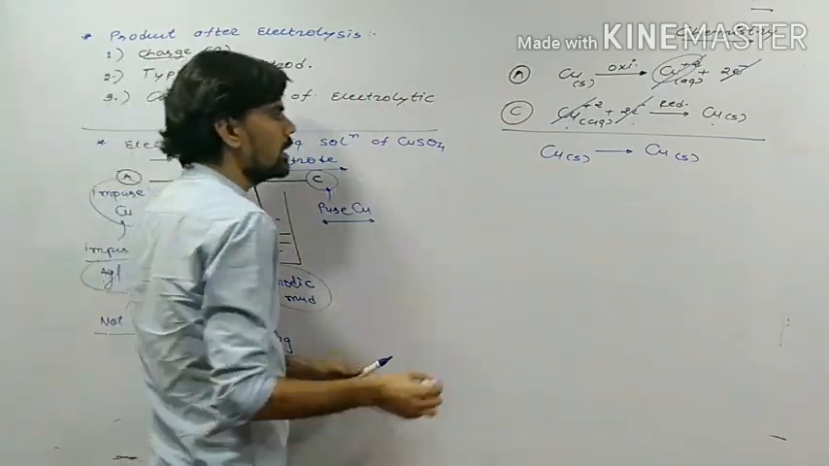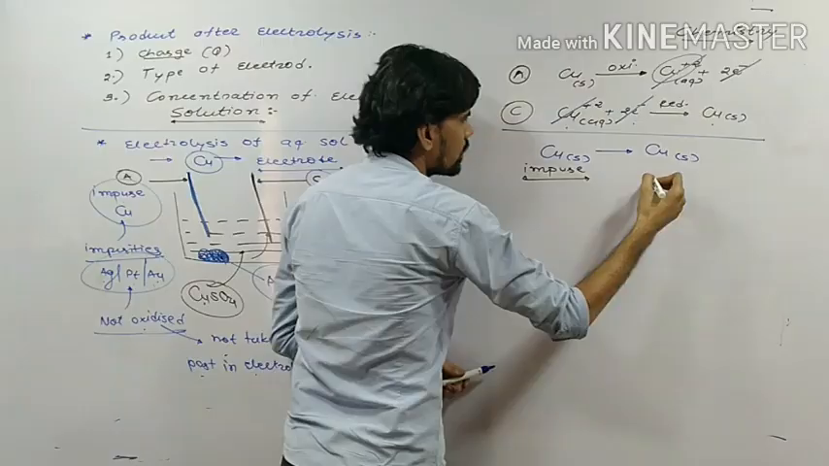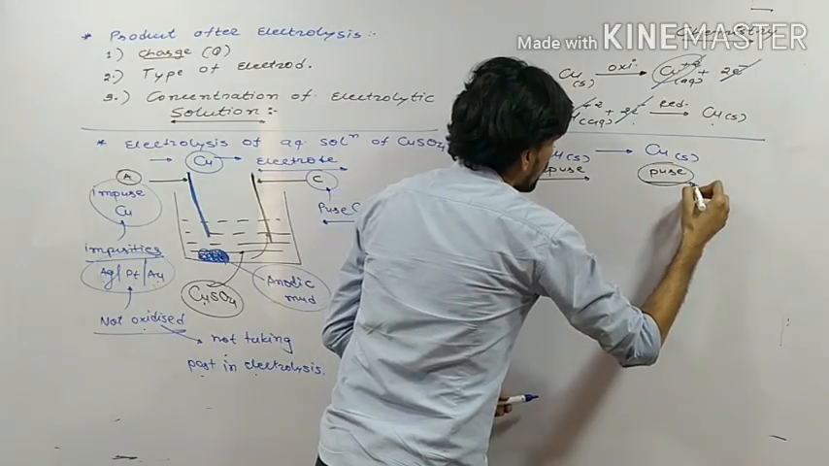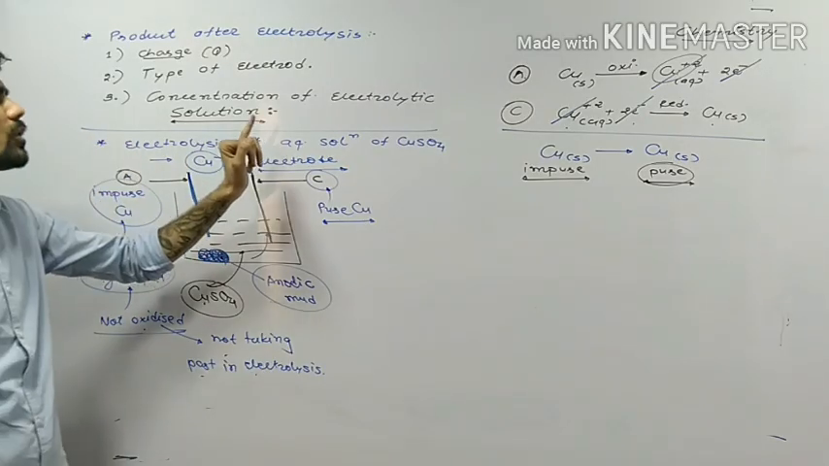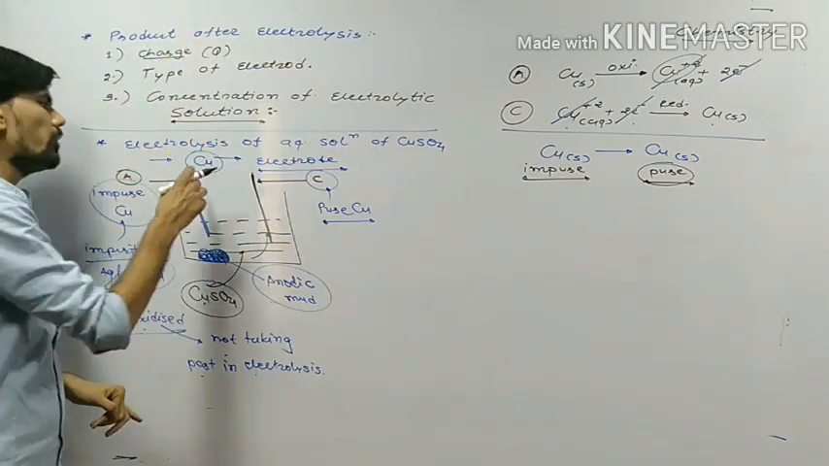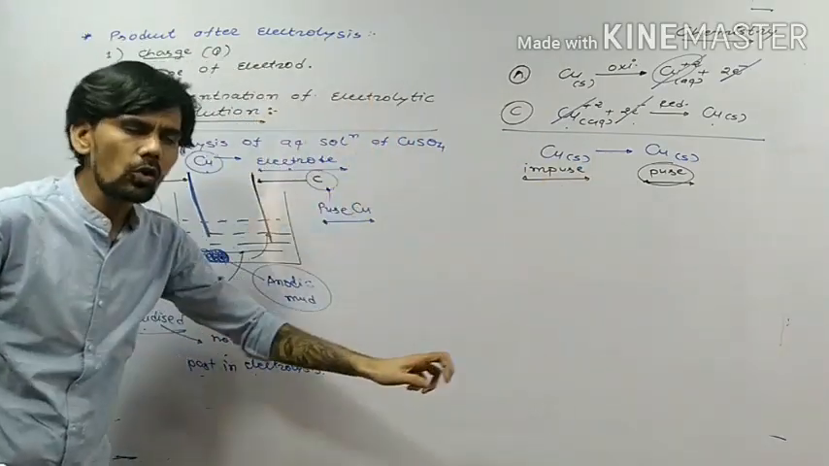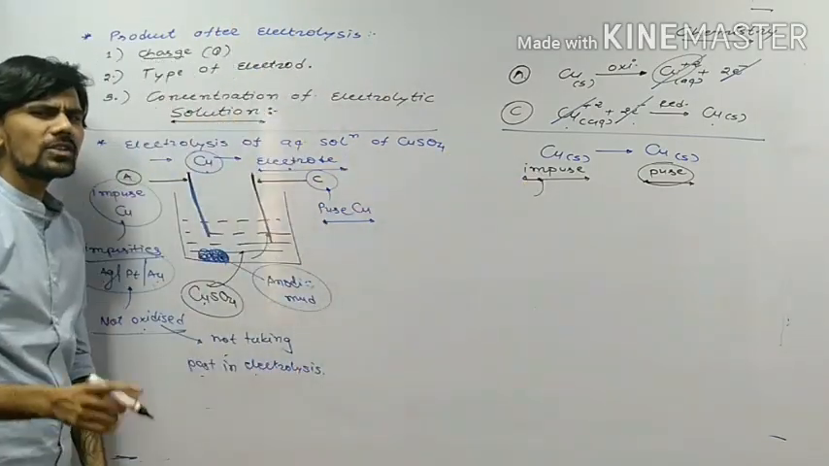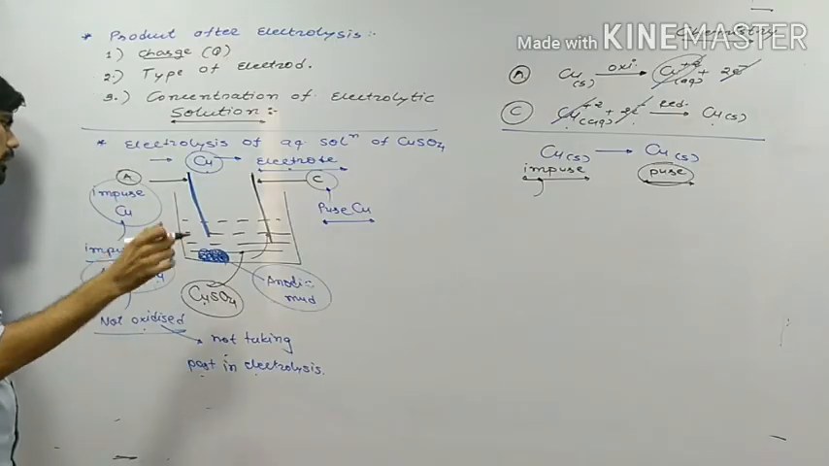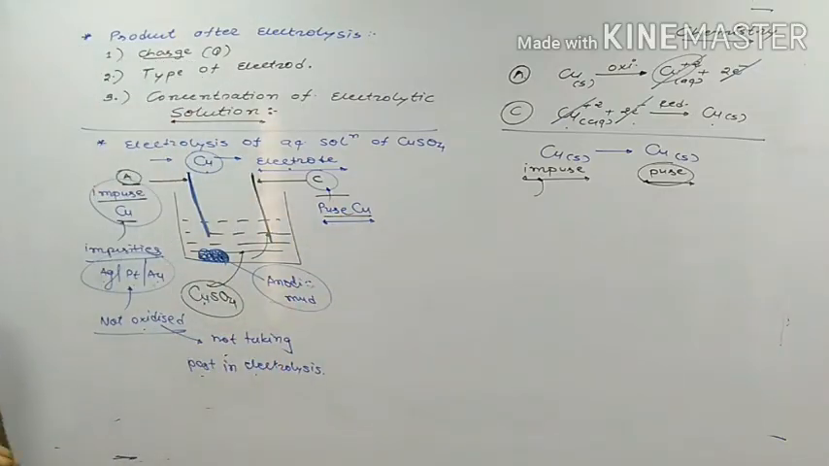What is the use of this? Here, from the anode, from impure copper, we get pure copper. So, with the help of electrolysis of aqueous solution of CuSO4 with copper electrode, we gain pure copper from impure copper. So, we can use this process for the purification of copper or purification of metal, but as an anode, we have to use impure metal, and as cathode, we have to use pure metal.